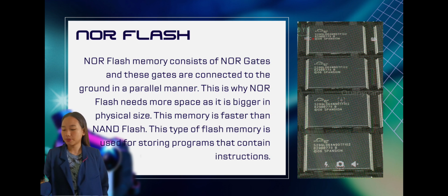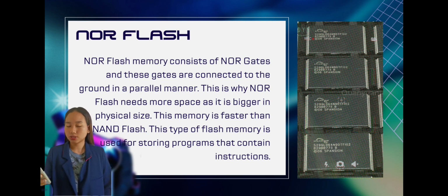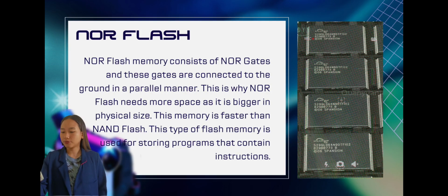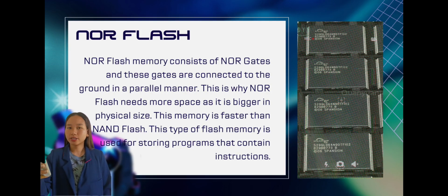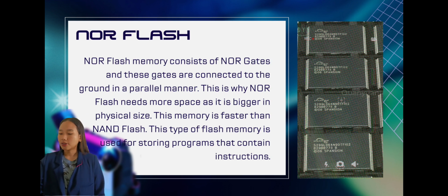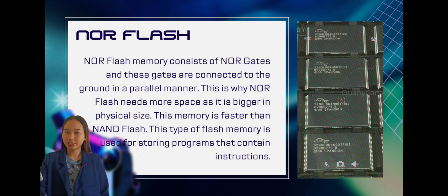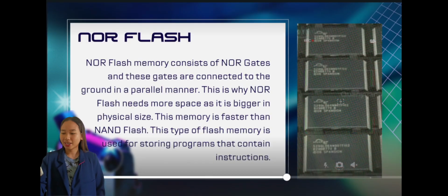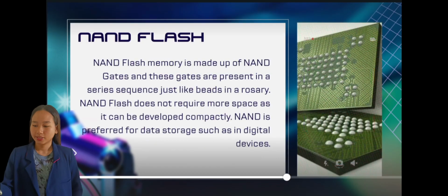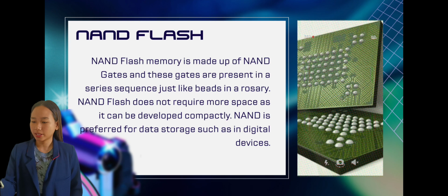So NOR flash memory is a type of non-volatile memory, or NVM, that is used in electronic devices to store data. It usually comes in the form of integrated circuits and has been widely used since the early 1990s. NOR flash memory offers many benefits for device manufacturers and consumers, such as high read speed, low power consumption, and compact size. The second type of flash memory is NAND flash.